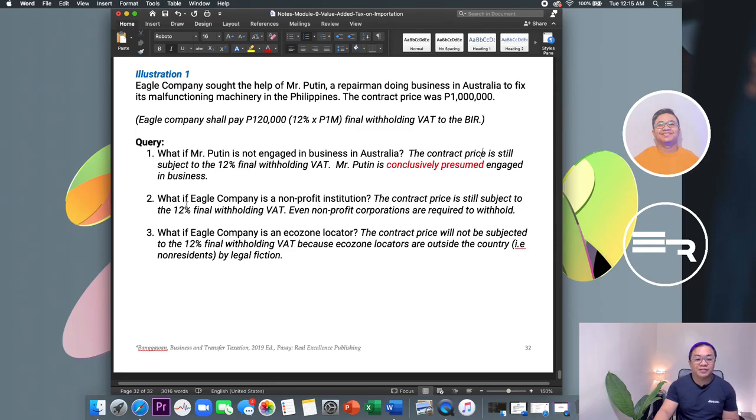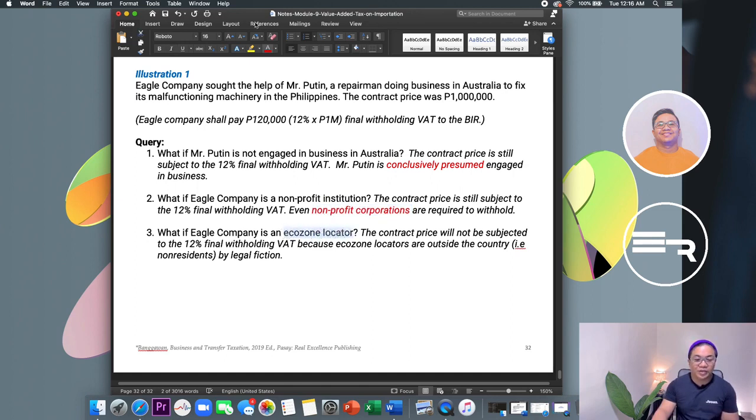Final withholding VAT. What if the purchaser of the service, Eagle Company, is a non-profit institution? Same still. Even non-profit corporations are required to withhold on payments to the non-resident.